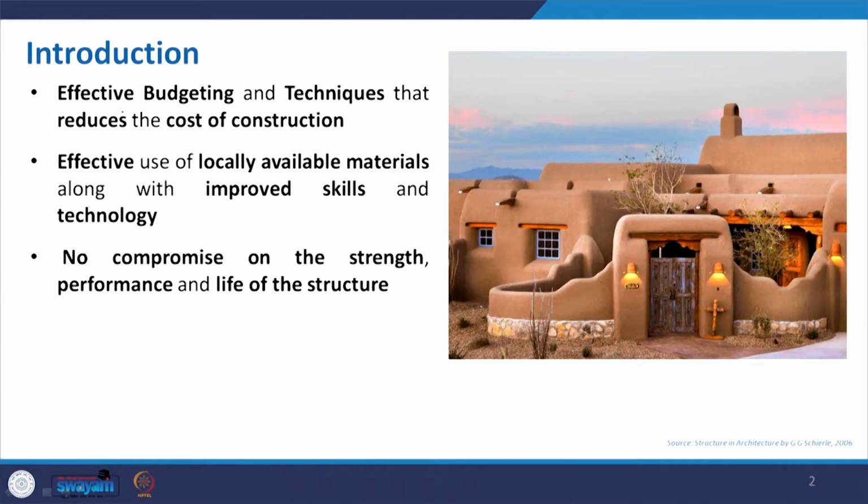Now, what is cost effectiveness? As we can see in this slide, it is effective budgeting and techniques which will reduce the cost of construction. It is not to select something very cheap or very low cost, but we can make it more effective with proper budgeting, which is very essential before starting any construction work. So, how does the process start?